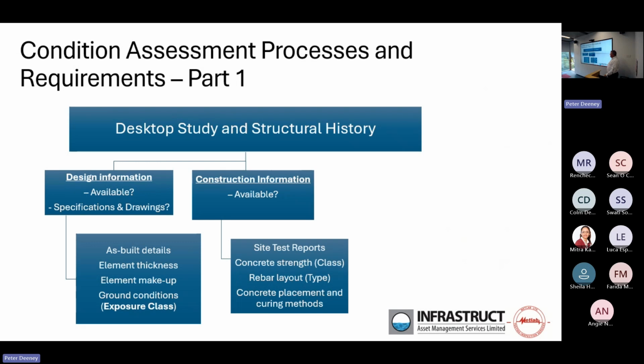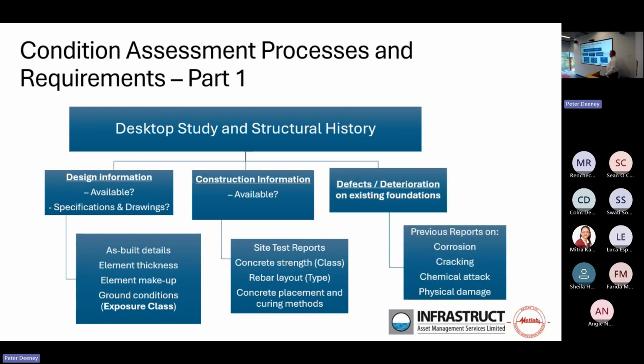Look at construction information. Do we have cube results? Do we have any other testing issues, curing issues, anything that might give us indication of what might be wrong? And then obviously if there's any defects or deterioration that was previously found on the turbine, be it shutters failing, be it chloride ingress, something that might give us an indication to look out for. But ultimately, it's about developing a technical plan. That technical plan will guide what we do going forward.